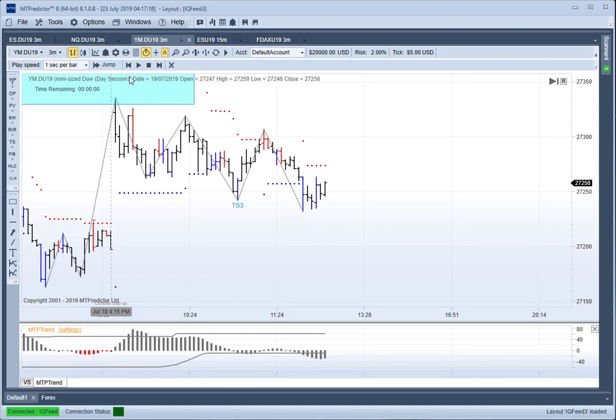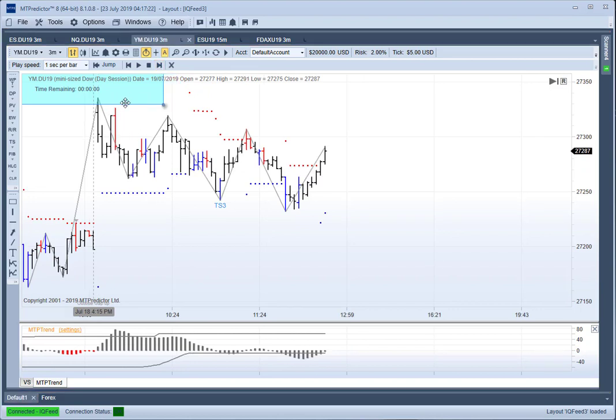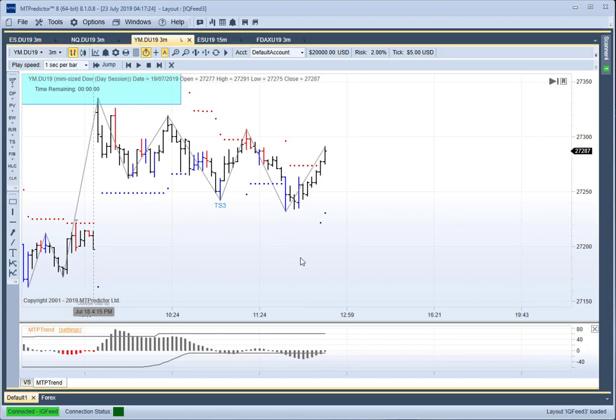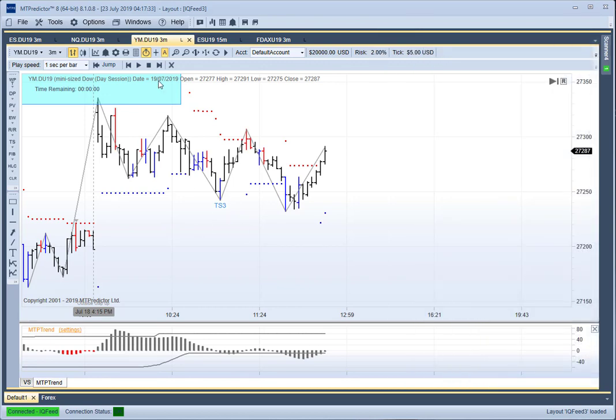Our MTP trend is still grey. We now have the confidence that because this is the resistance, we are now looking for short trades because the large degree trend is down. That's the important thing. We'll be looking for short trades. So if you had your scanner running, you'd then be looking for short trades rather than this buy setup.